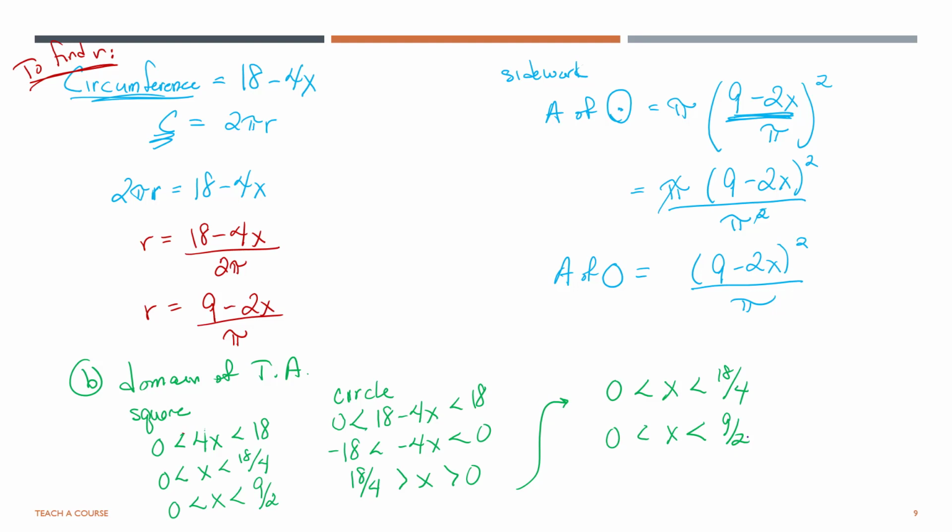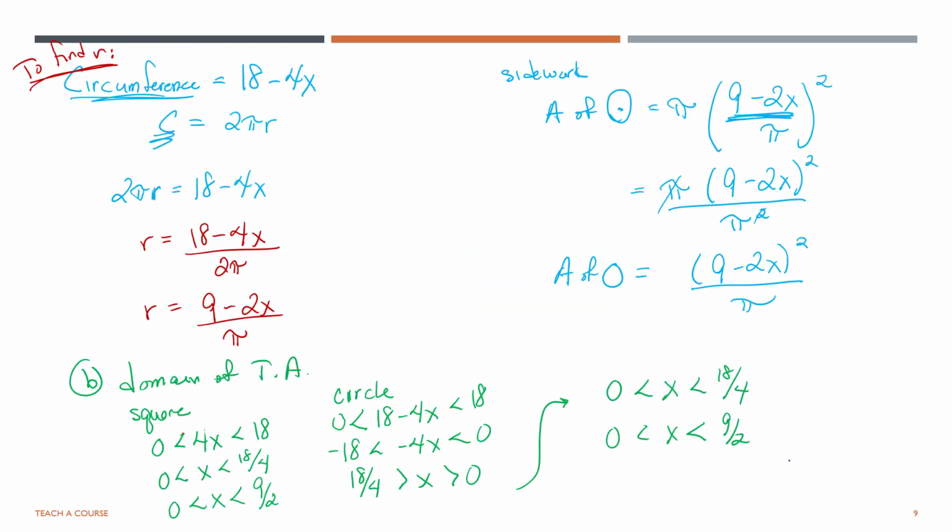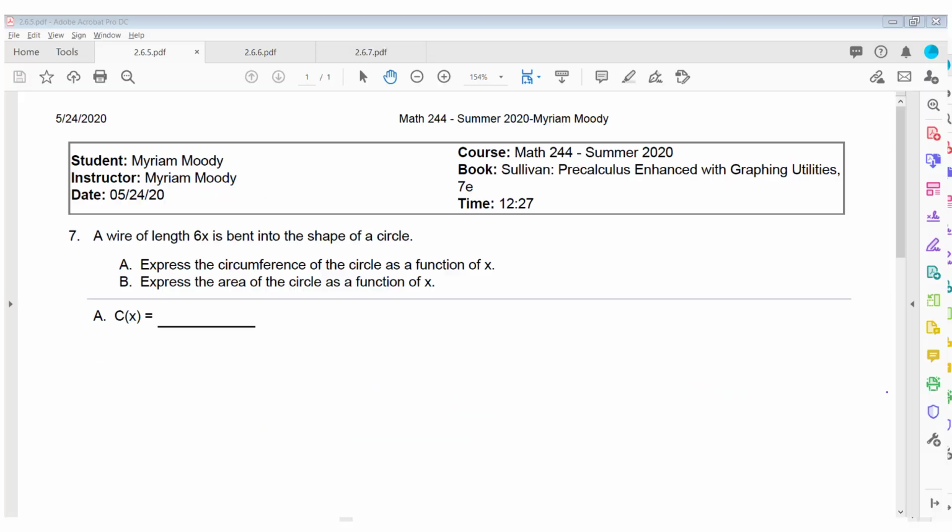So it doesn't matter which object I focused on. I get the exact same domain for the total area. X, which represents the side of a square, that length has to be greater than 0 and less than 9 over 2. If they allow us to have a decimal, then you can say x is greater than 0 and less than 4.5. Cool? Does this make sense? Good. I need you to know it doesn't matter which of those two objects you focused on because the domain's exactly the same. All right, let's scoot on.